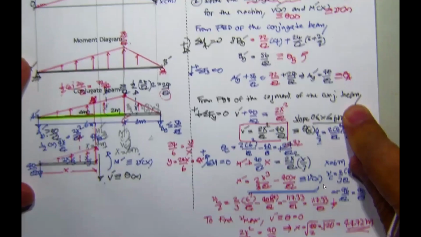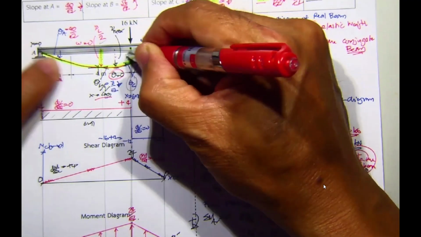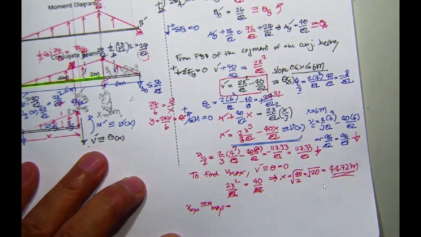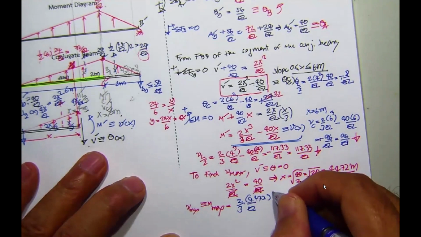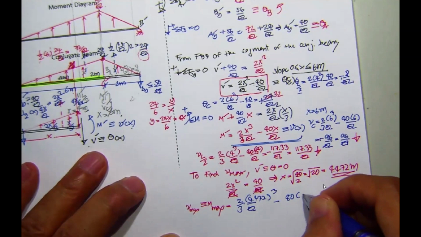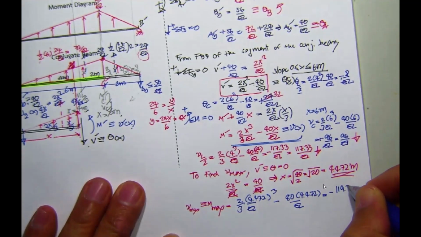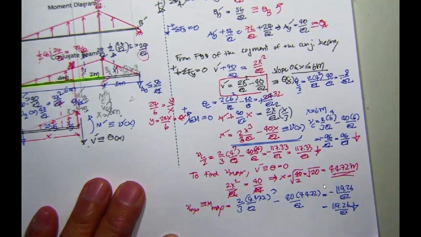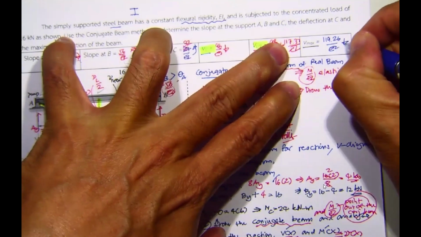Okay, so just take it. This is 4 meters. This is 4.472. This is 6. So the maximum is going to be between L over 2 and C. And then we have V max equivalent to M max, taking this one to the third, divided by EI, 4.472 cubed, minus 40 times 4.472 divided by EI. And then you should get minus 119.26 over EI. It's going to be 119.26 over EI, and then downward.